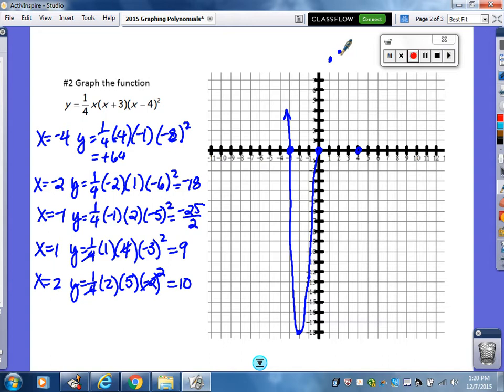Okay, 2 more points left. Let's do x equals 3. So y is equal to 1/4 times 3 times 8 times -1 squared. Well, that's a +1. 4 into 8.